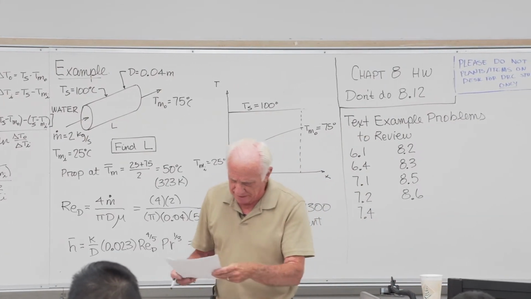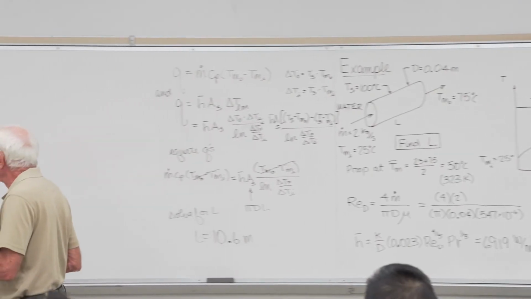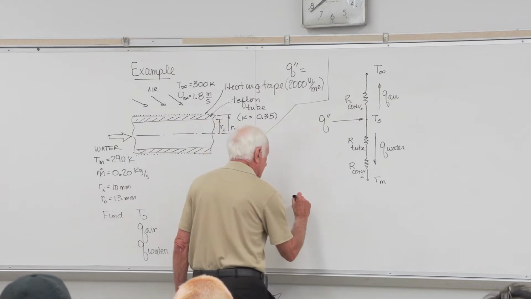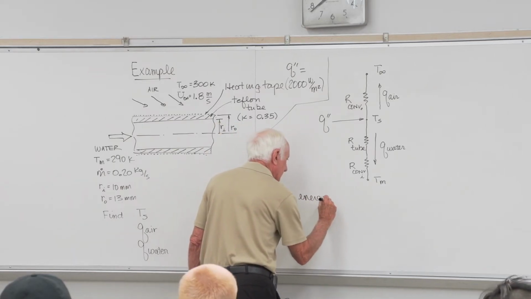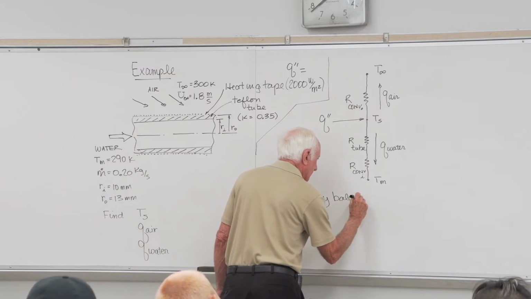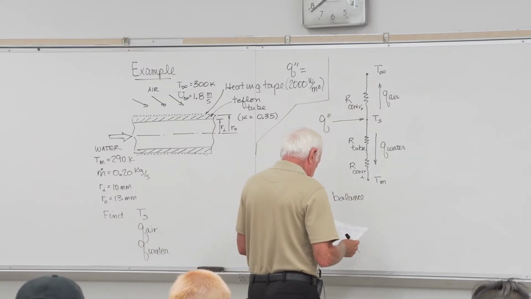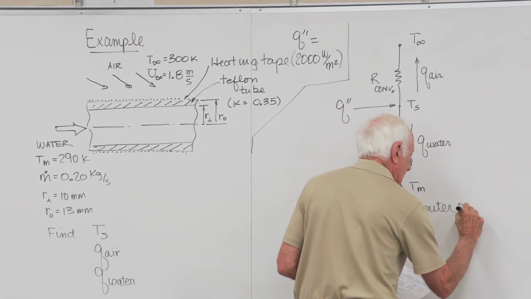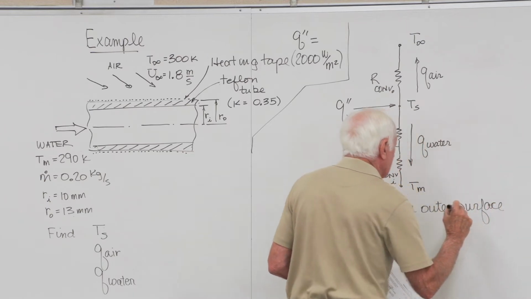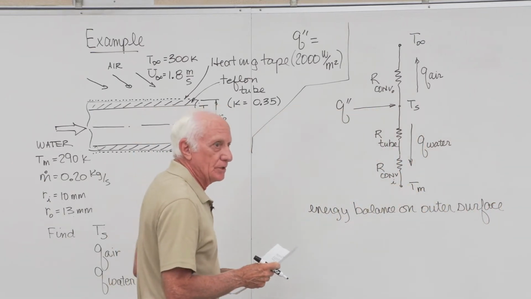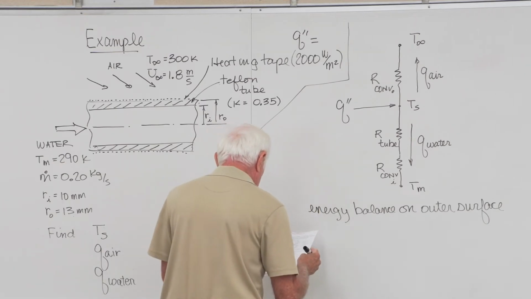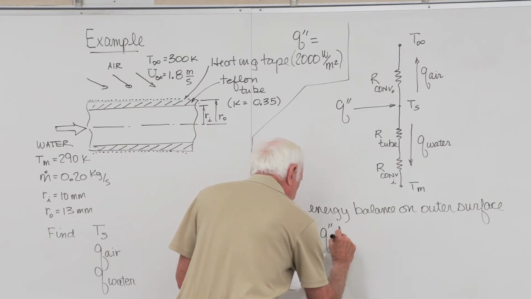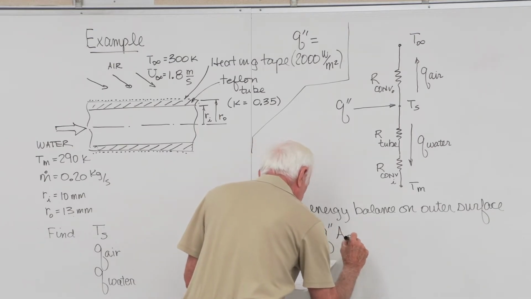Okay, so we'll start out then, and let's go ahead and calculate energy balance on the outer surface. All right, what comes in? Q double prime times the area of the outer surface.